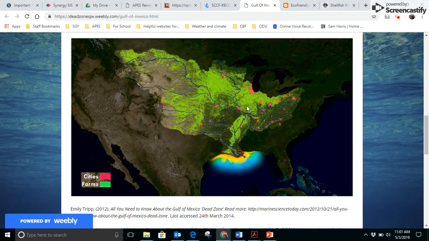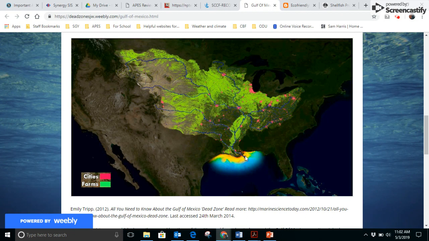So all the green that you see in this huge watershed of the Mississippi River, the breadbasket of the United States, is essentially this watershed is fertilizer and animal waste getting put into the watershed and coming down the Mississippi River and nutrient loading. There's some cities around here too that can add to the nutrient load as well.